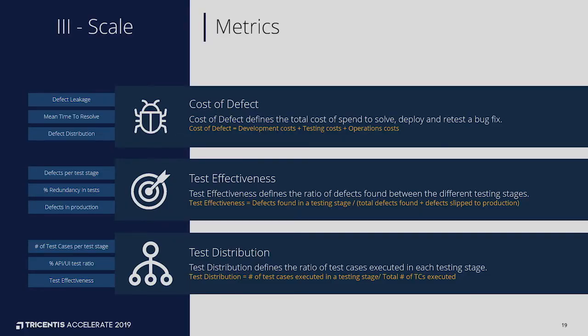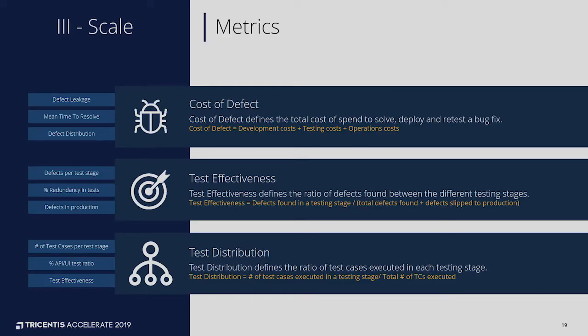Also from a test distribution perspective, so basically how many test cases are we executing in each and every testing stage? If you look at the agile test pyramid, unit tests, system tests, integration tests should be the most amount of test cases. And if you go to the top of the pyramid where you're talking about end-to-end testing, user acceptance testing, that should be the least amount of test cases.